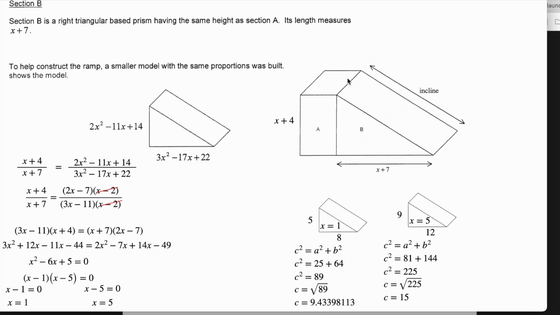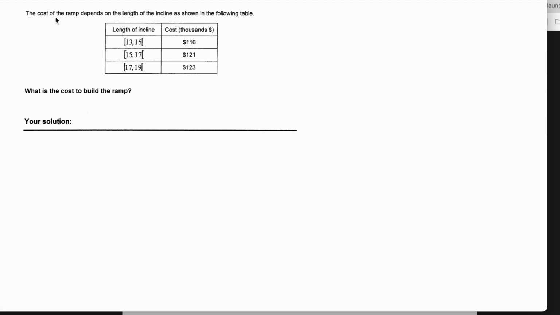There's this little hint on the next page. They're saying the cost of the ramp depends on the length of the incline as shown on the following table. Notice 9 is not in here. They're saying the length of the incline between 13 and 15, but not including 15, would cost you $116,000. If it's 15 to 17, not including the 17, but including the 15, would be $121,000. Remember, for c we have two values: it could be 9.433, which isn't one of our choices, or it could be 15, which is.